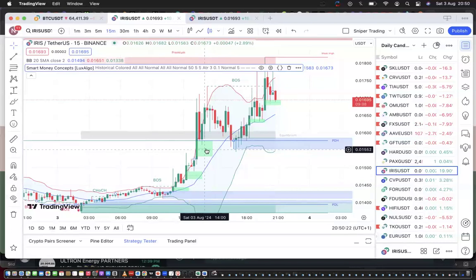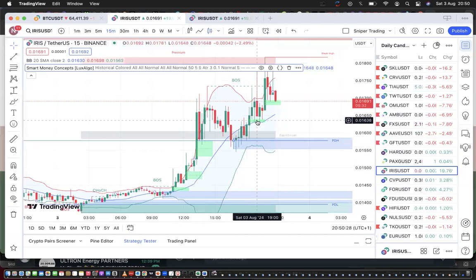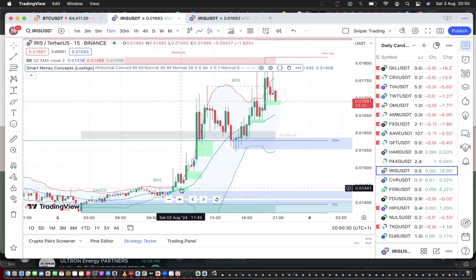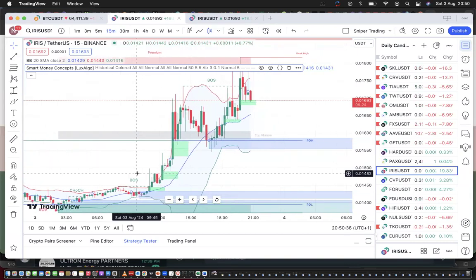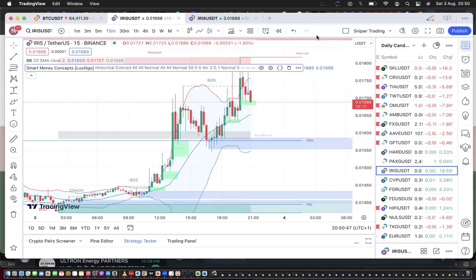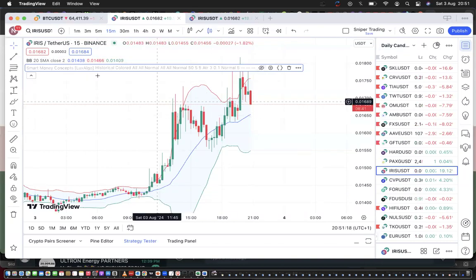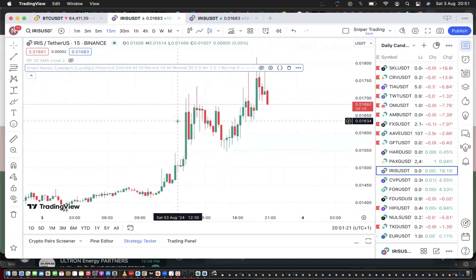So, fair value gaps. You see these areas marked green? These are bullish fair value gaps. This green, this green, this green, this green. Now, what is a fair value gap? I'm going to hide this indicator to help explain it to you. Let me hide this indicator and also hide this so I can show you what I mean.